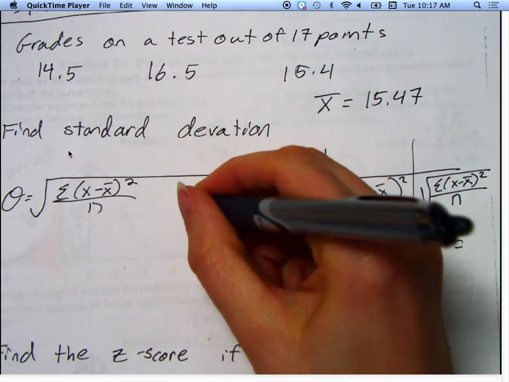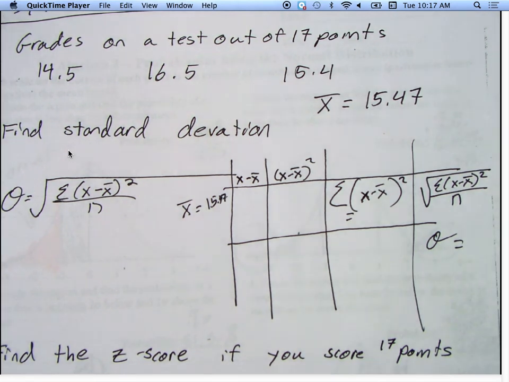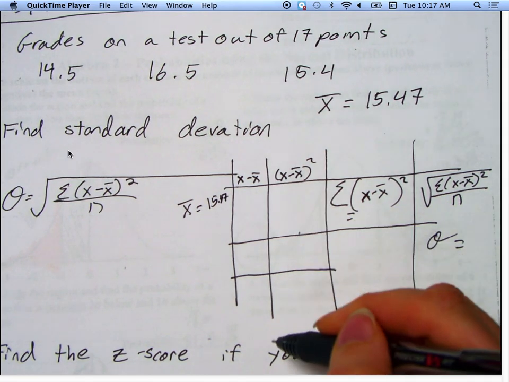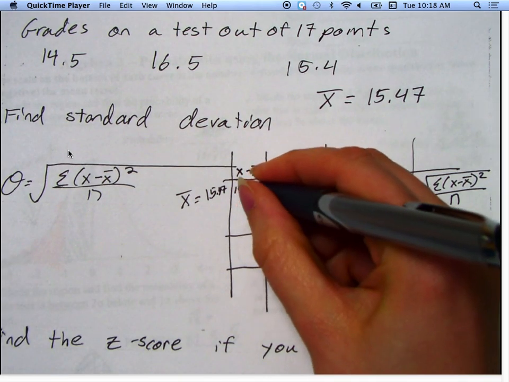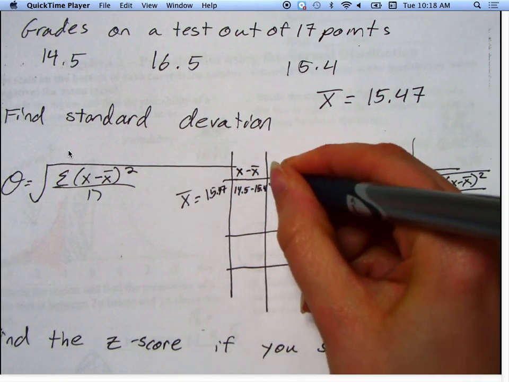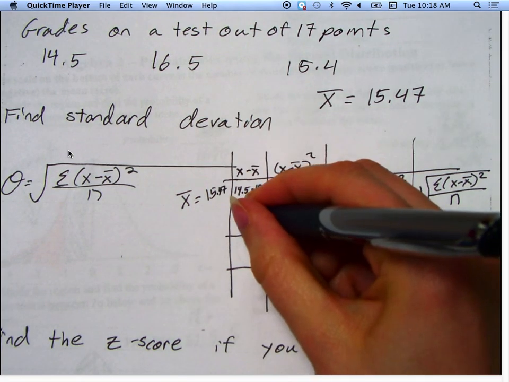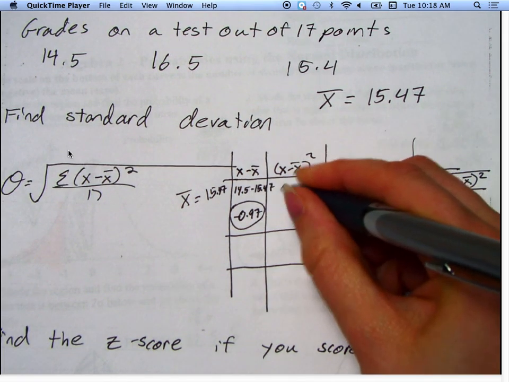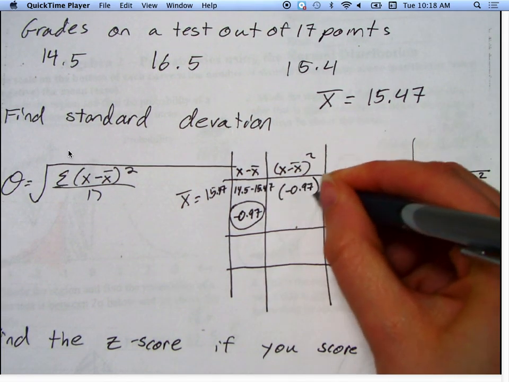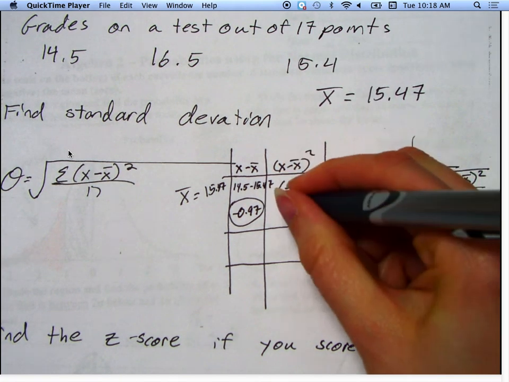Okay? I need to know that my mean is 15.47. I'm going to do just one, and then you guys do the other 2. Okay? First, I'm going to take my first term, 14.5, minus 15.47. That gives me negative 0.97. Now I'm going to take negative 0.97 and I'm going to square it. And I get 0.9409.